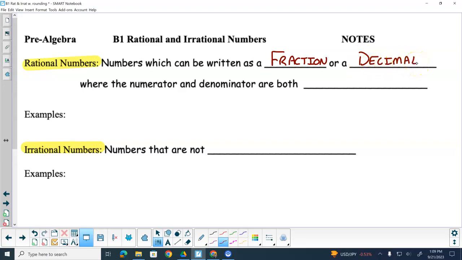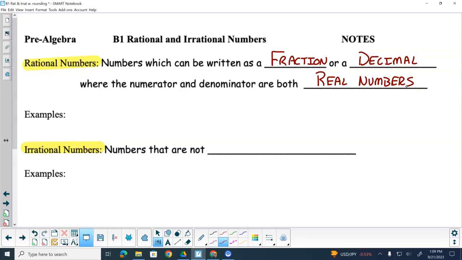Because we can always write decimals as fractions too. Now, where the numerator, remember the numerator is the top number in our fraction, and the denominator is our bottom number in the fraction, those are both going to be real numbers. Okay. With me?